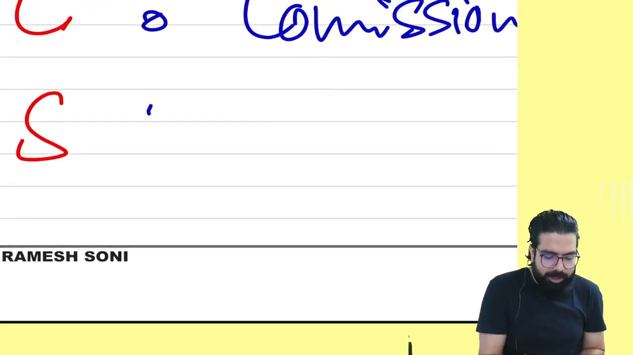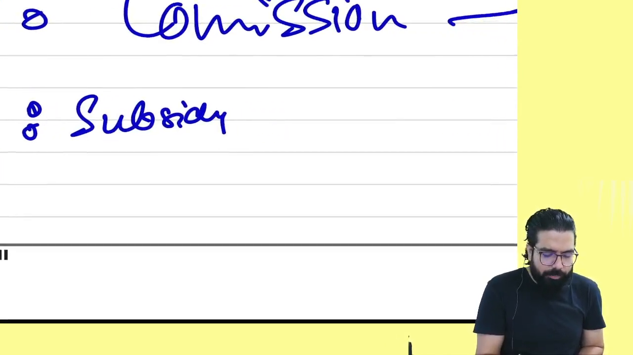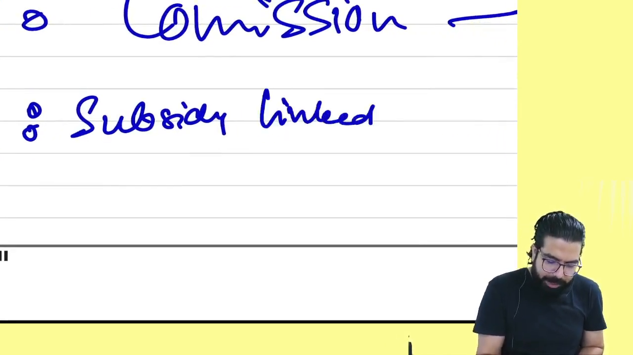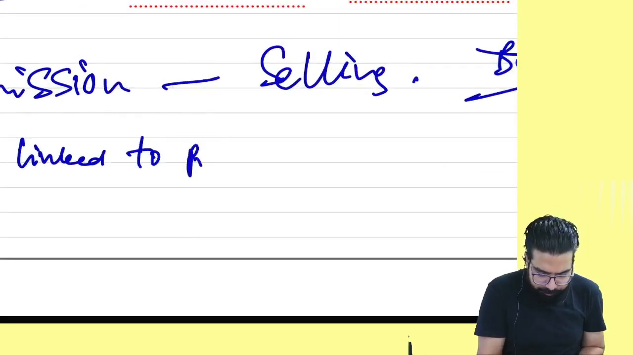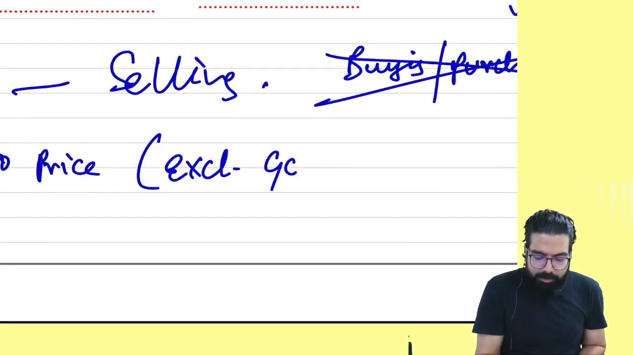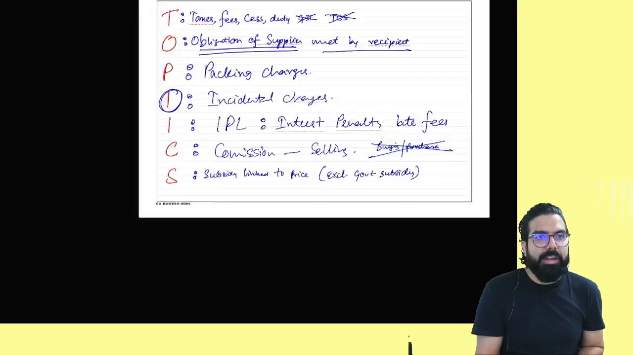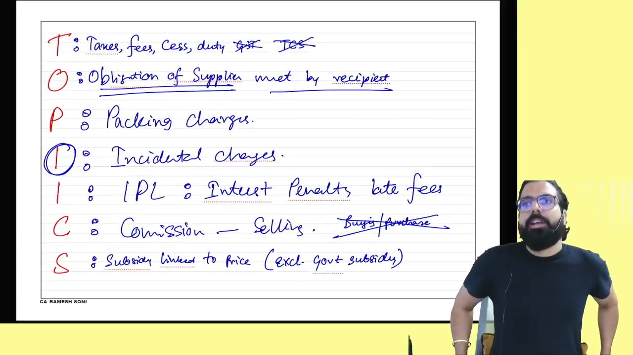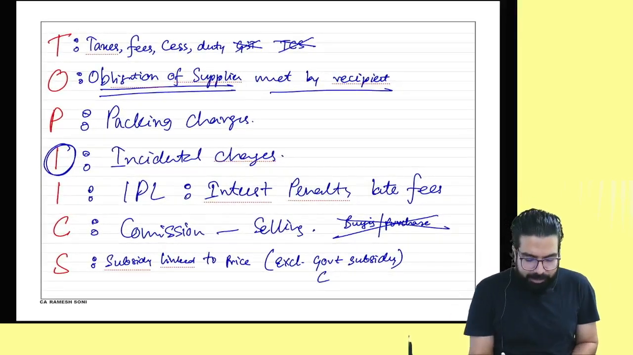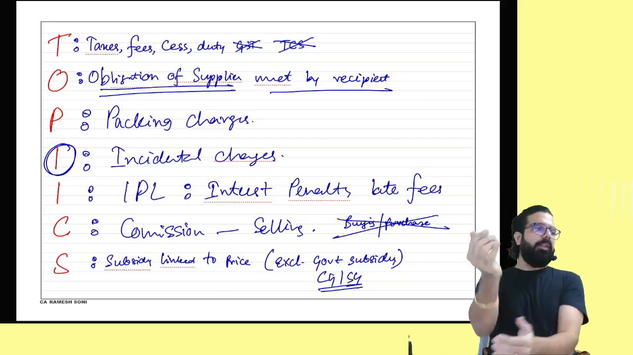And the last one over here is subsidy linked to price, excluding government subsidy. Are we clear, everyone? Which is given by whom? If subsidy is given by the central government or state government, that should never be included in your value of supply. People, with me.